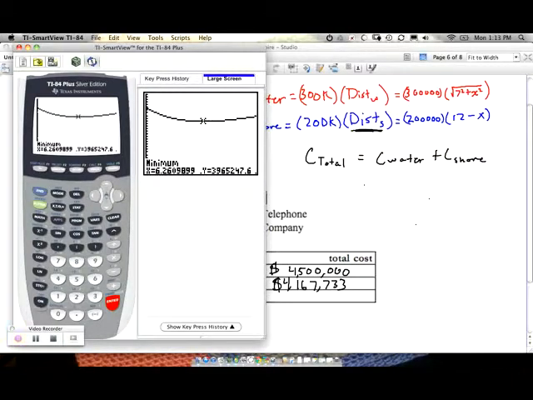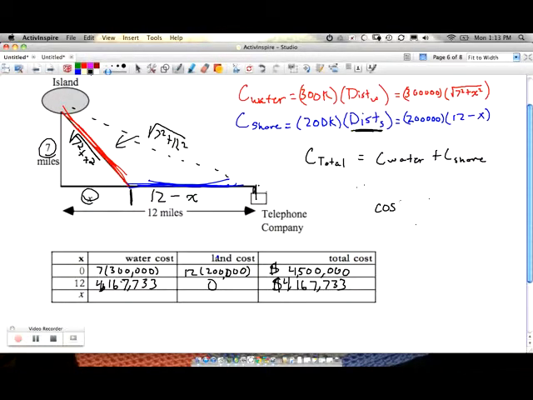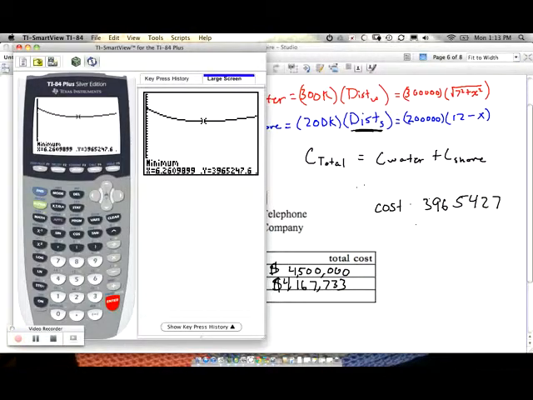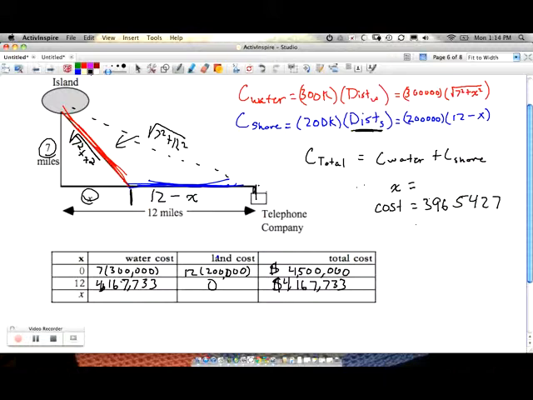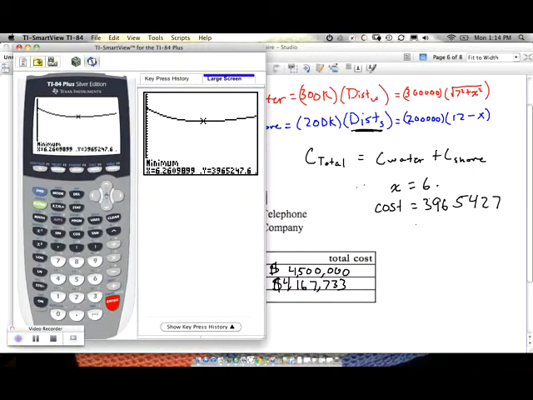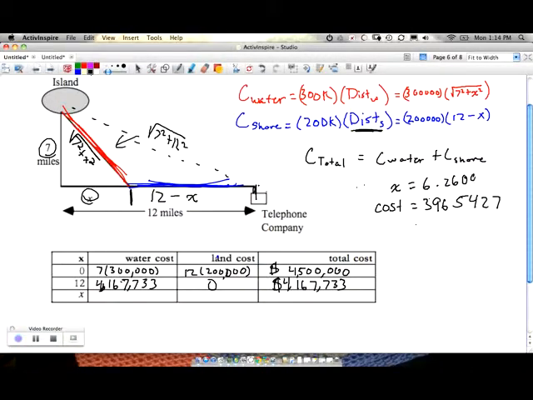396.5247. So the cost is equal to 396.5427, I think. Let's double check that. Yep. So that's the cost, and x equals 6 point something. It's 6.2609. And that's in terms of miles. And this is in terms of money.